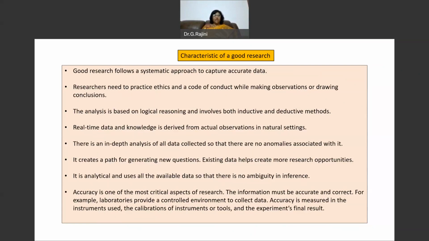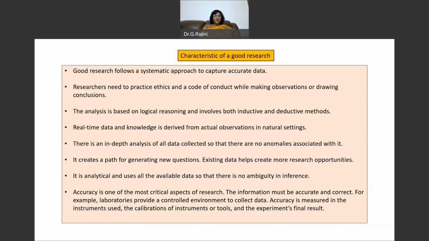Real-time data and knowledge are derived from actual observations in natural settings. So supposing that, instead of taking perception-based data, you want to find out the taste and preferences of people for FMCG products, you can collect data by observation, by looking into the CCTV cameras of multi-branded showrooms.